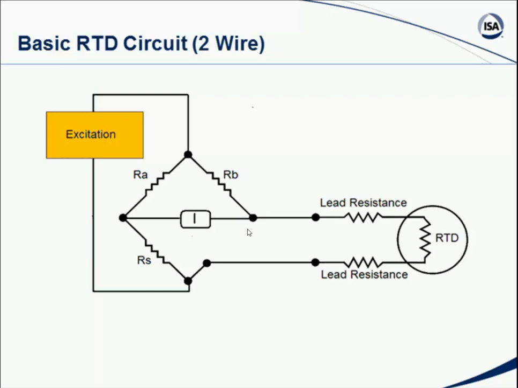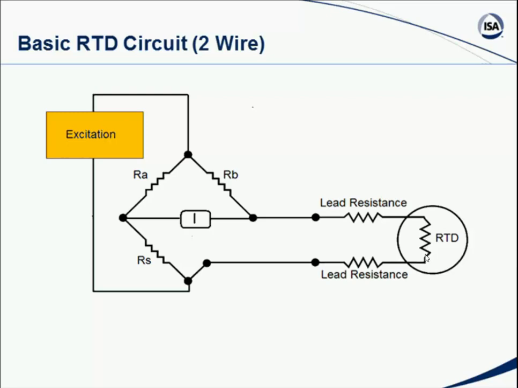Well, that wire has a resistance. If the wire length is 100 feet and it has so many ohms per foot of resistance, then we've got double that, because we've got a wire going out to the RTD and a wire coming back. And we've got to correct for that resistance. But essentially that RTD plus its lead wire resistance form the fourth leg in a Wheatstone bridge.